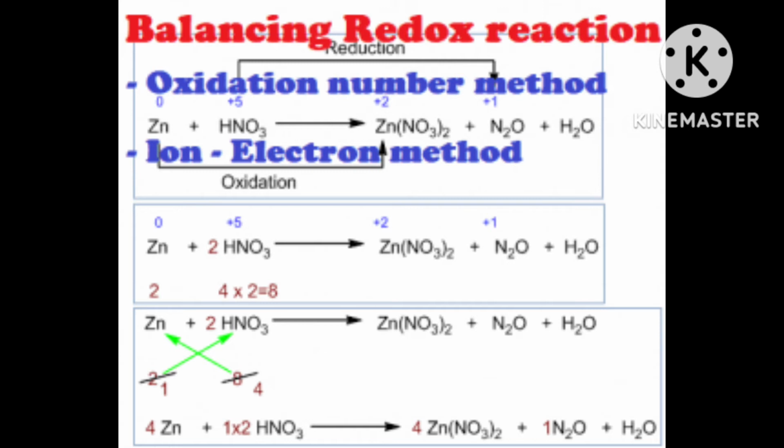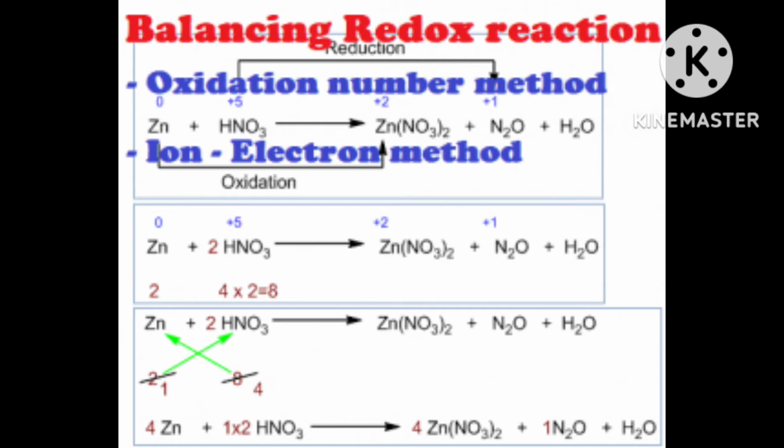And here in chromium, Cr2O7, the negative charge is 7 into 2, 14 negative charge. And on iron, the negative charge is there, that you also have to consider. With 7 oxygens, 7 into 2, 14, and overall 2 negative charge is there.